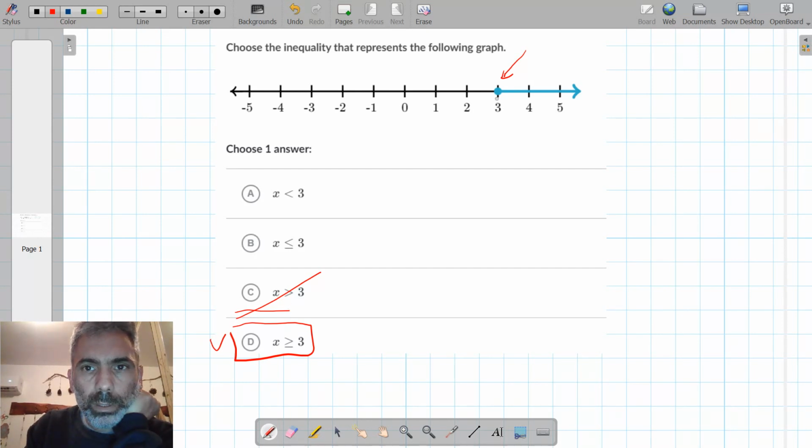But here the circle is whole, so it also includes 3. Here it says less than or equal to 3, so the colored graph should be to the left and not to the right, so it's not correct. And here x is less than 3 is also wrong, the colored arrow should be to the left and not to the right, because x less than 3 means that all the numbers that are to the left of 3 should be colored. And here we have painted the arrow to the right. So the only correct option is D.